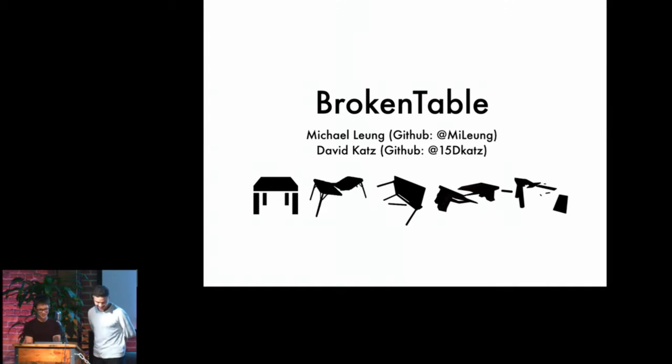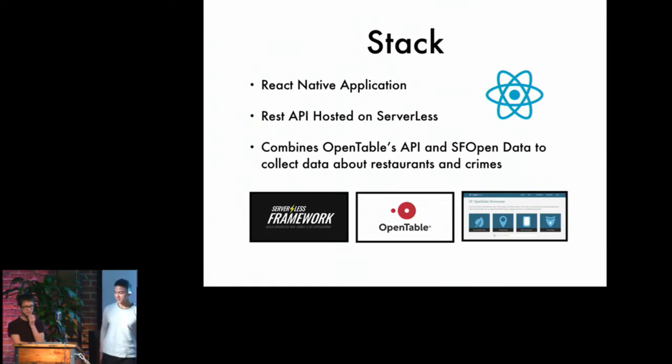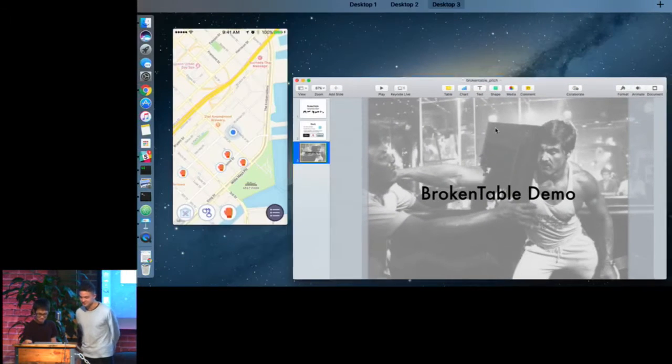So let's get to the actual tech and the stack. It's a React Native application. We hosted our REST API through serverless endpoints, and we combined OpenTable's API as well as SF Open Data to aggregate our data about restaurants and crimes. So let's get to the actual fisticuffs demo of Broken Table.